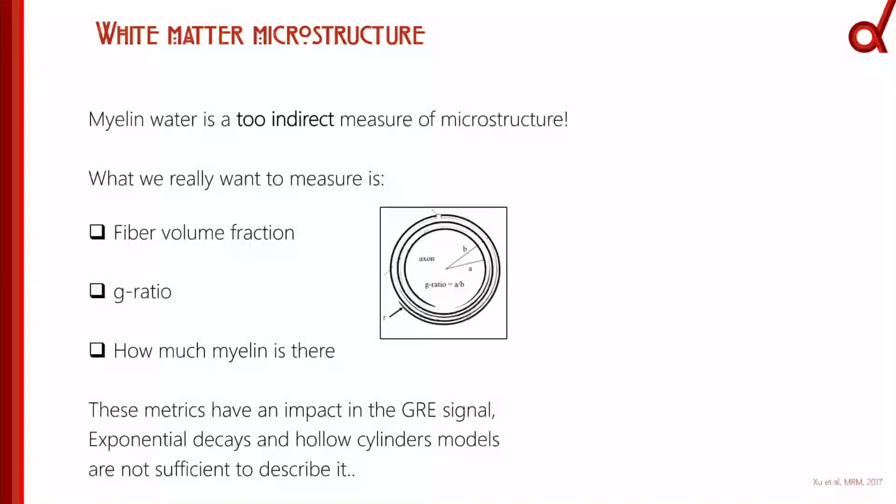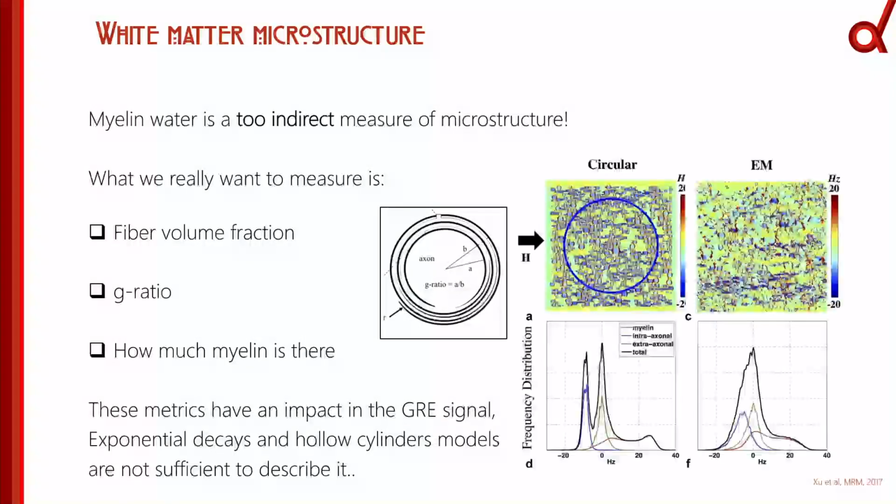But what the group from Karla Miller has shown very elegantly is that if you keep considering this very simplified world of cylinders, where white matter is just cylinders, you actually have a very biased view of what white matter looks like. Here we have a packed white matter model based on cylinders, and here a real electron microscopy data set, and you see that these two images are very different, and they will predict very different MR signals. So ideally, we don't want to use circular models, we want to use electron microscopy models.